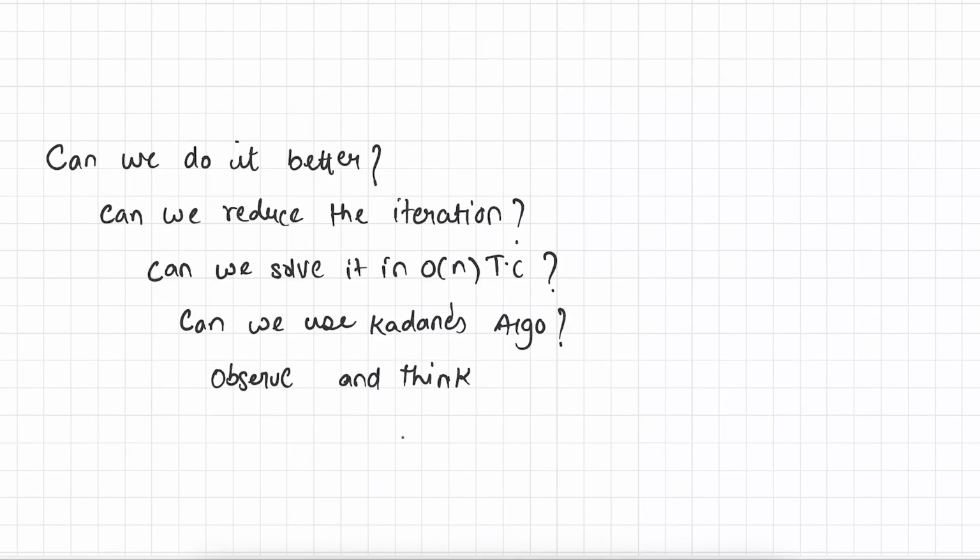space. But here we are not satisfied with the algorithm because it is taking n square, and that is quadratic order of growth. So can we do it better? Can we reduce the iteration? Can we solve it in big O of n time complexity? Can we use the Kadane's algorithm to solve this problem? So ask all of these questions to yourself and observe the given array once again and think about a solution that can solve this problem in big O of n time complexity.